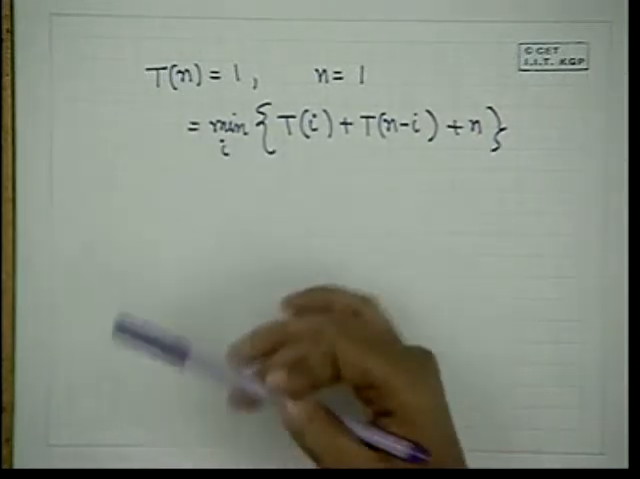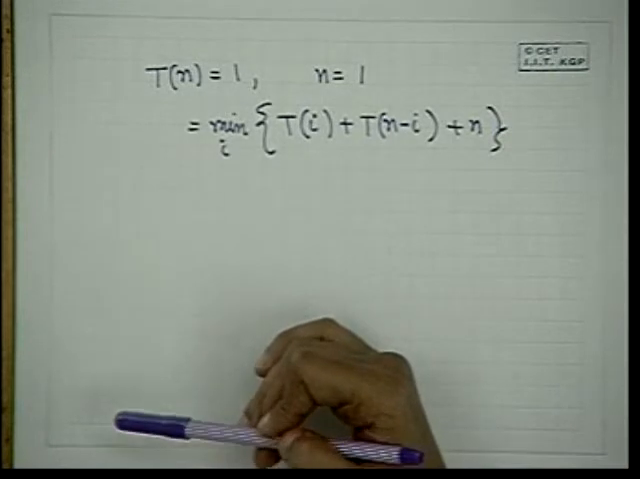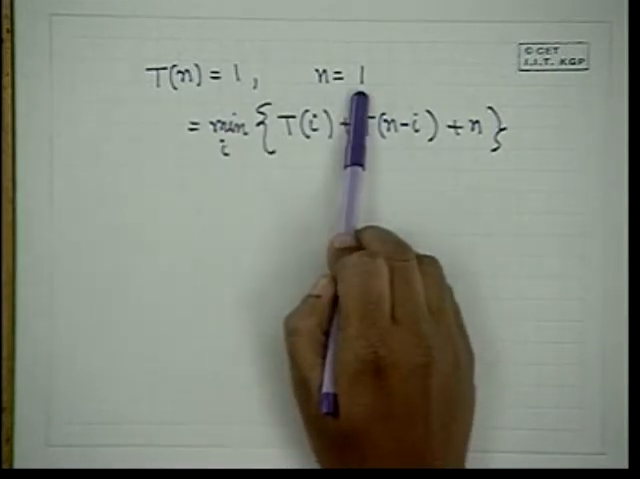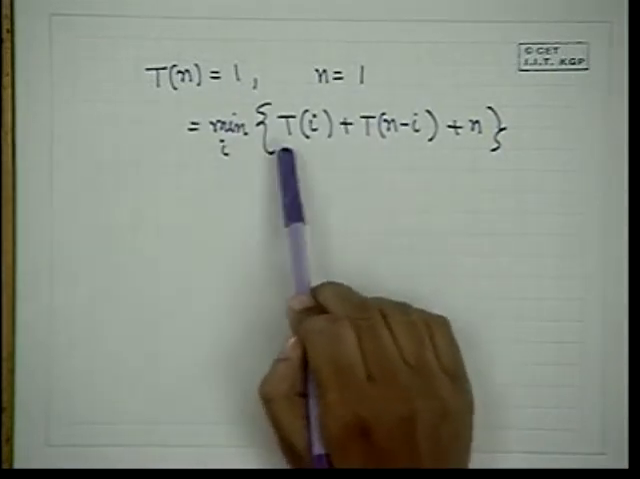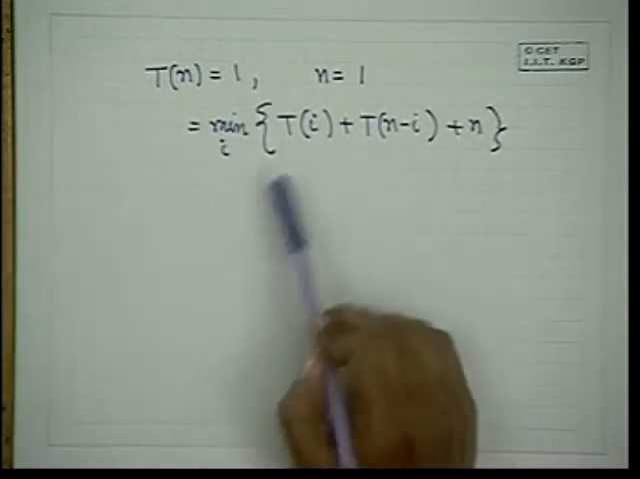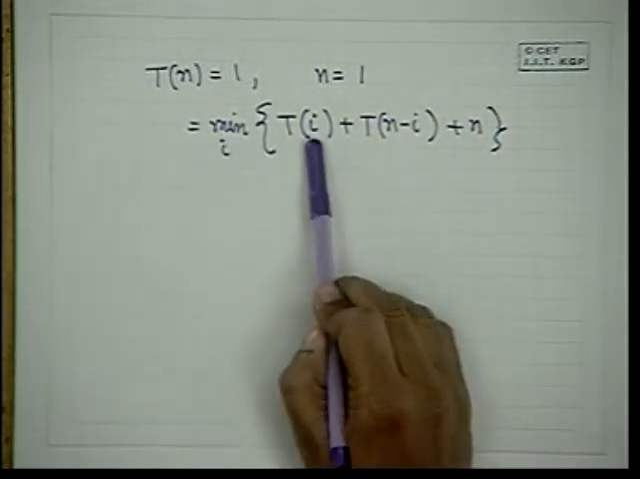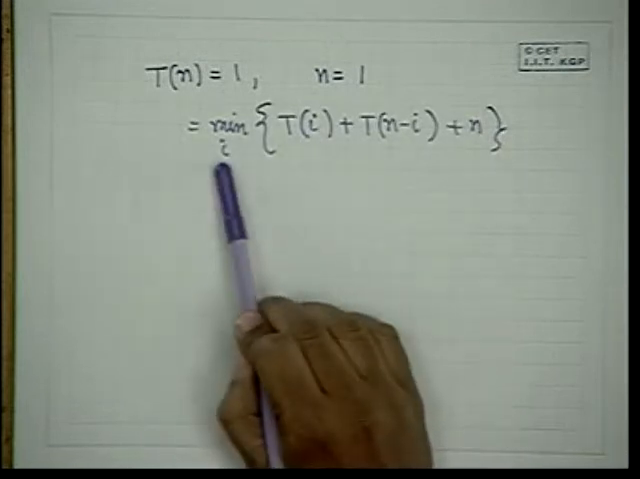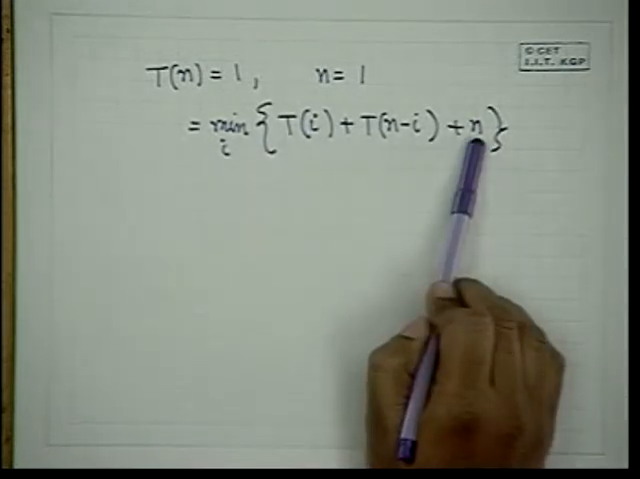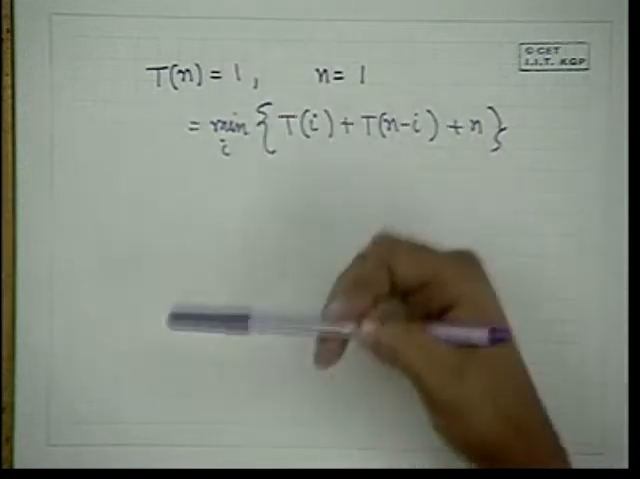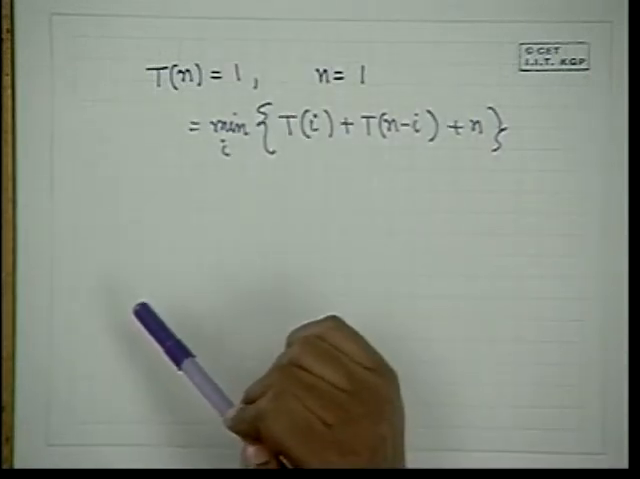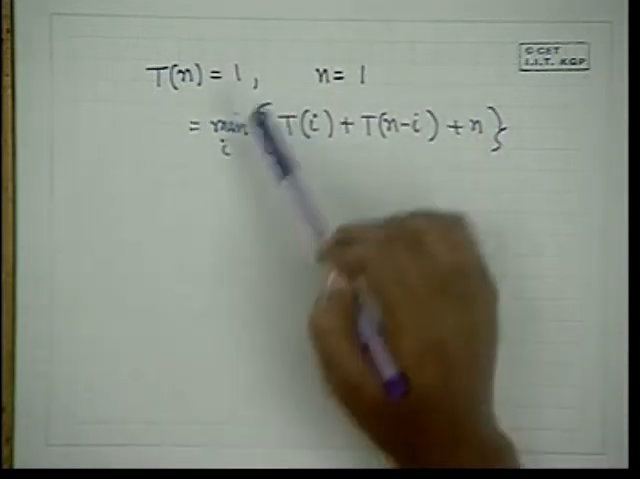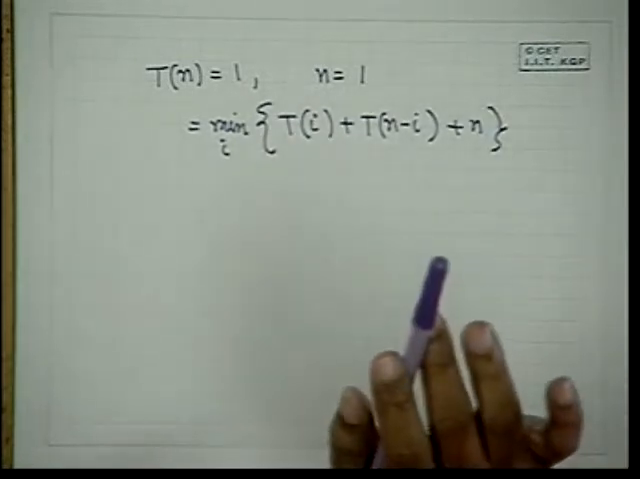What is my choice of algorithm now? T1 is this. Otherwise, minimize this function for whatever i. Find out that value of i for which this is minimized, and solve this equation. And if you can solve this equation, you will get the optimal choice.